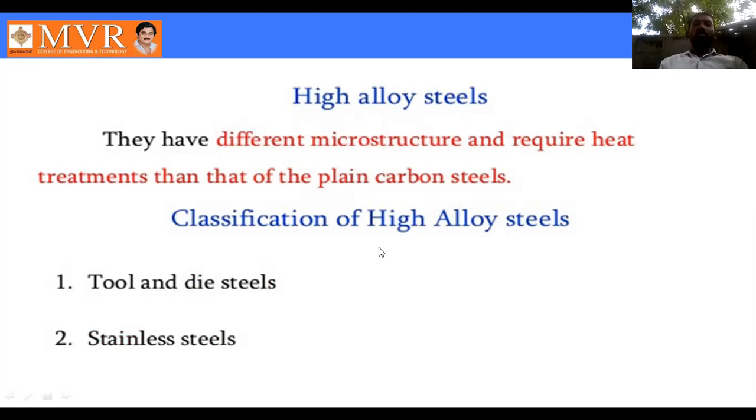So high alloy steels are generally classified into two types. The first one is tool and die steels. The second one is stainless steels. So high alloy steel is generally classified into tool and die steel and stainless steel. We can discuss the first classification, tool and die steels.